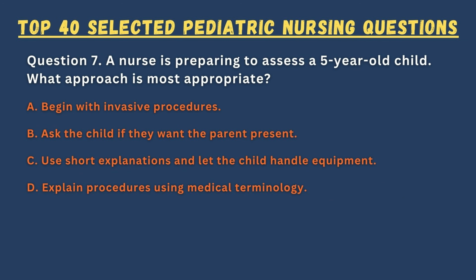Question 7. A nurse is preparing to assess a 5-year-old child. What approach is most appropriate? A. Begin with invasive procedures. B. Ask the child if they want the parent present. C. Use short explanations and let the child handle equipment. D. Explain procedures using medical terminology.